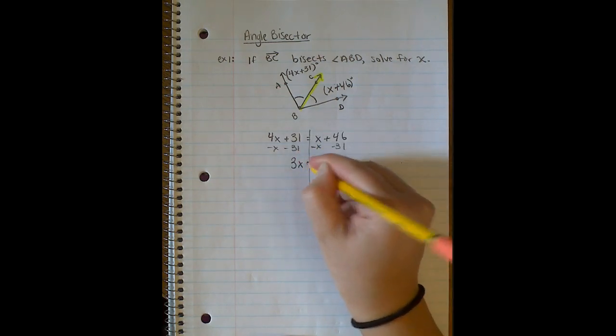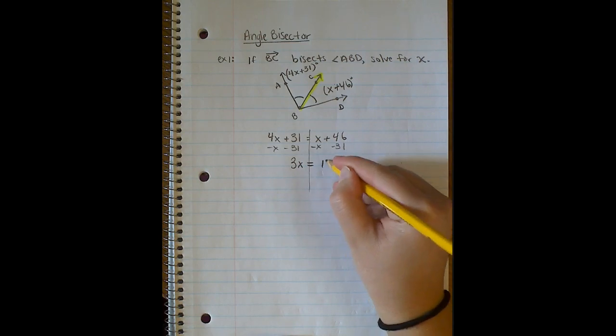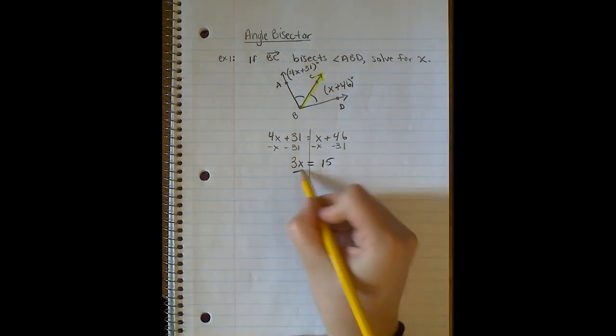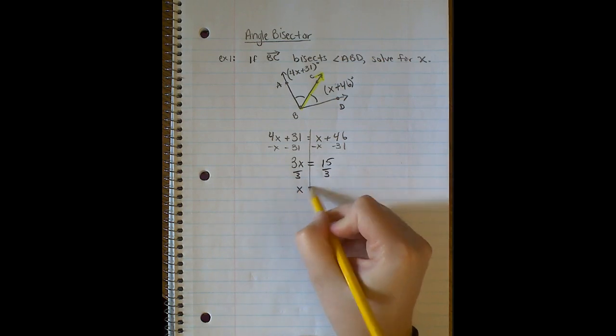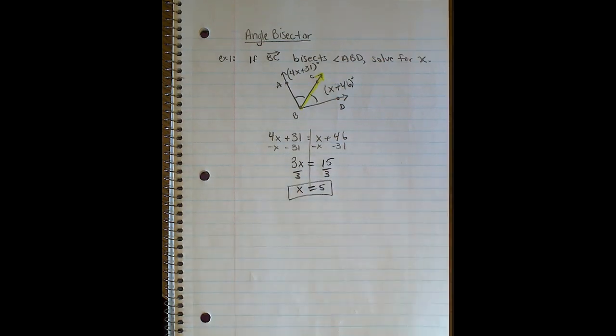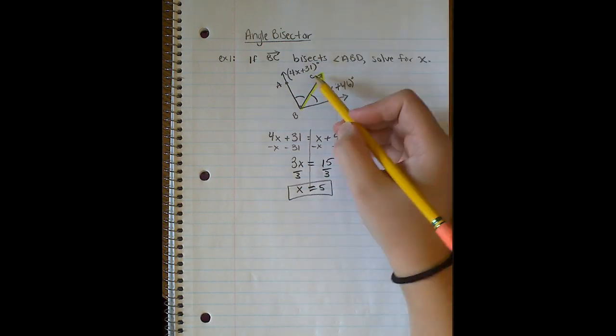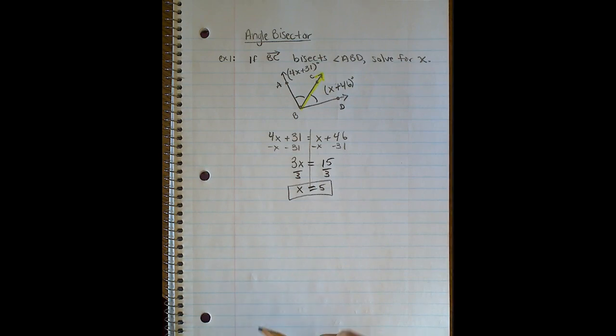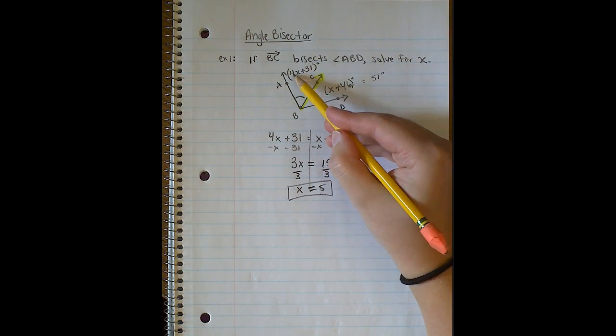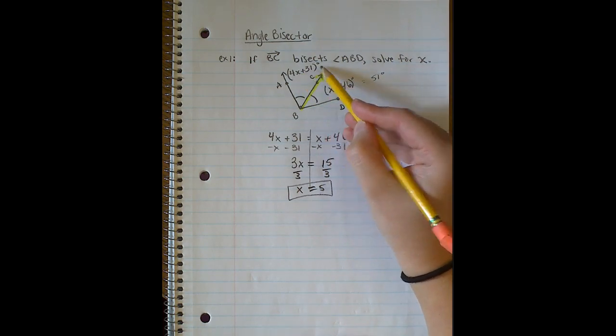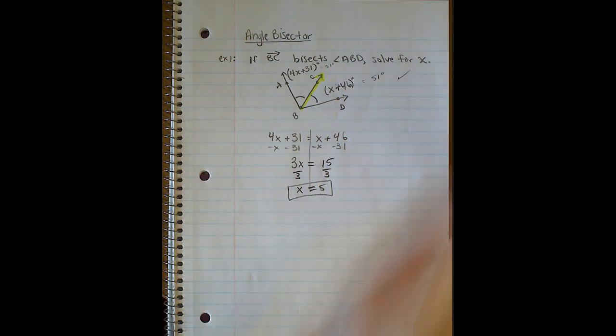So 3x equals 15. Divide both sides by 3. X equals 5. You can always check this by plugging your value for x back into each expression and making sure that they really are equivalent. So if I did that, this would come out to be 51 degrees. And then plugging in 5 here, 4 times 5 is 20, add 31, we also get 51 degrees. So we can check to make sure that we did that math correctly.